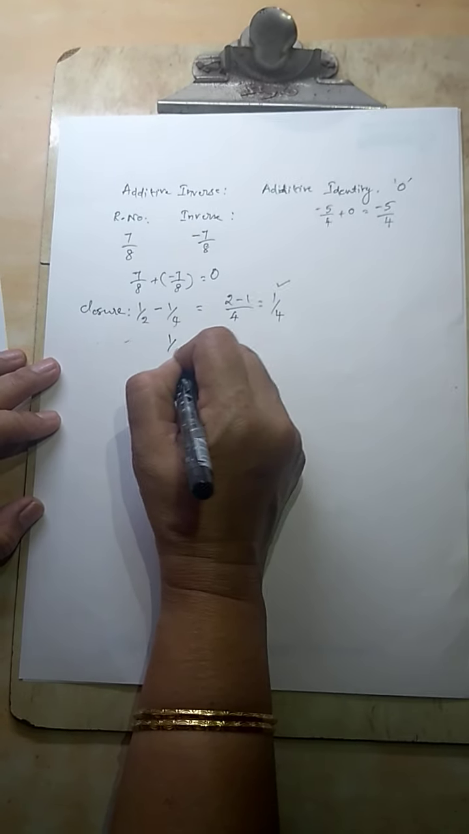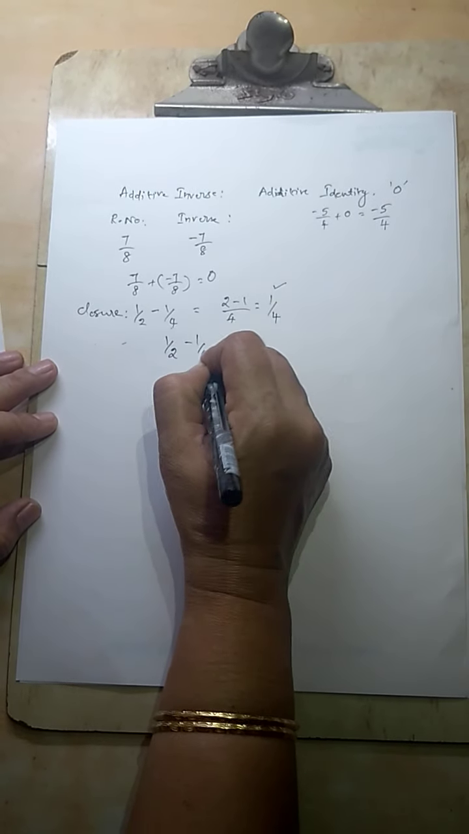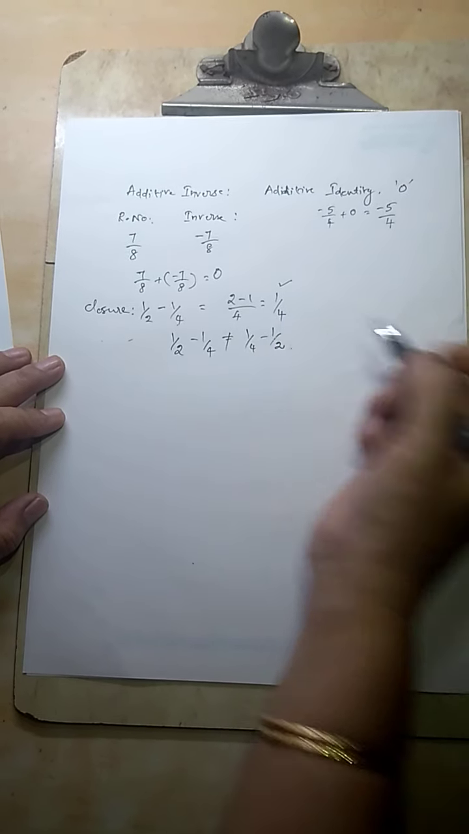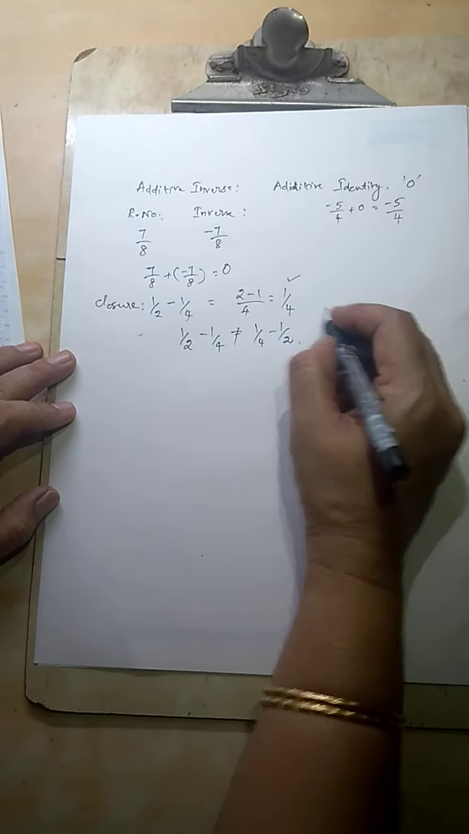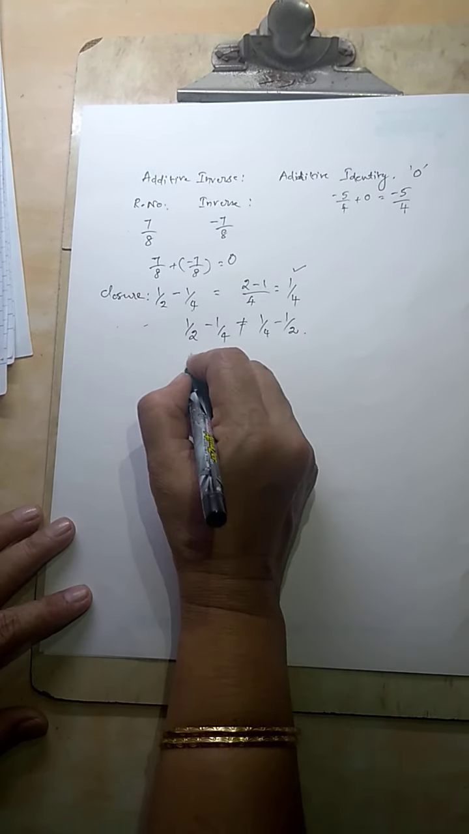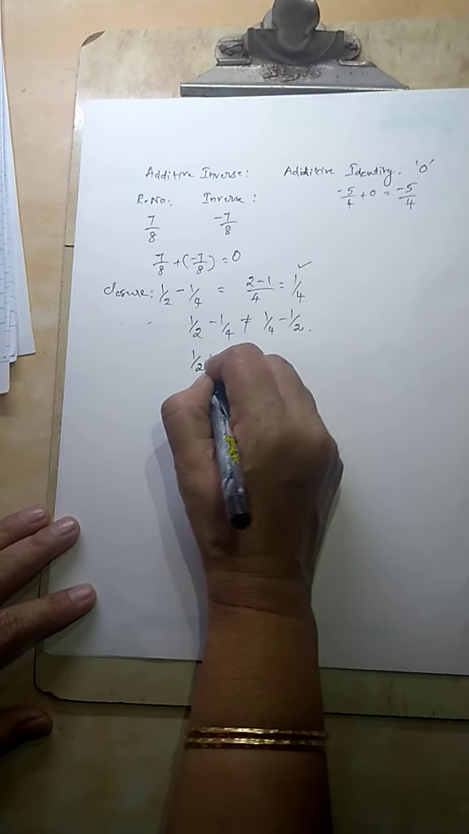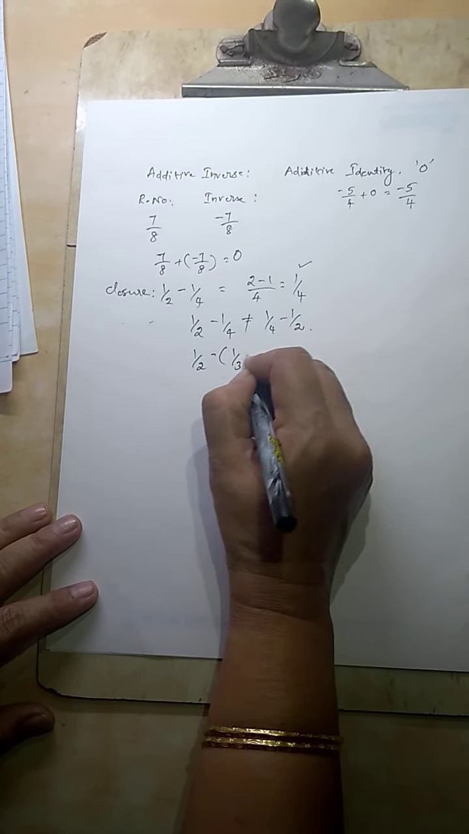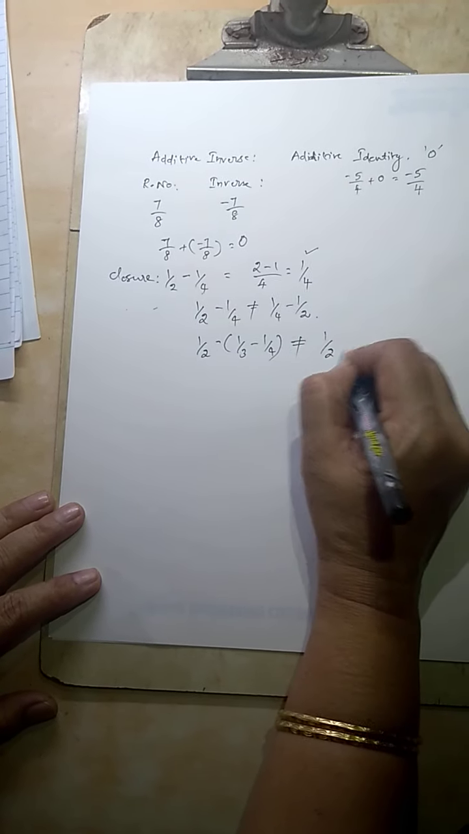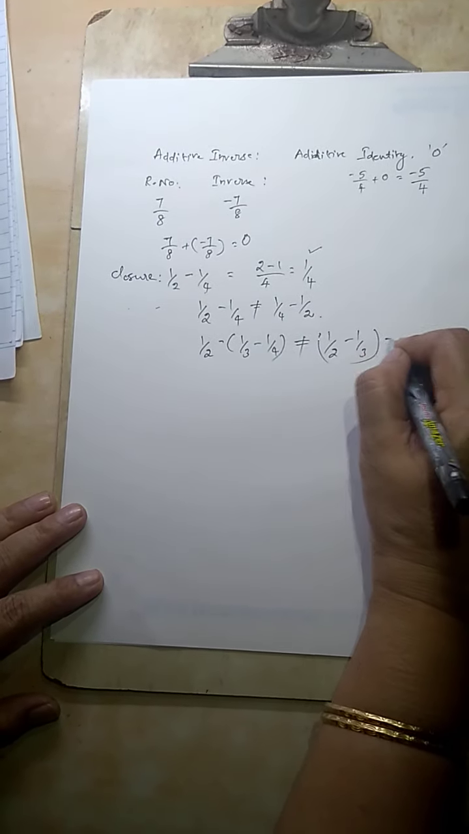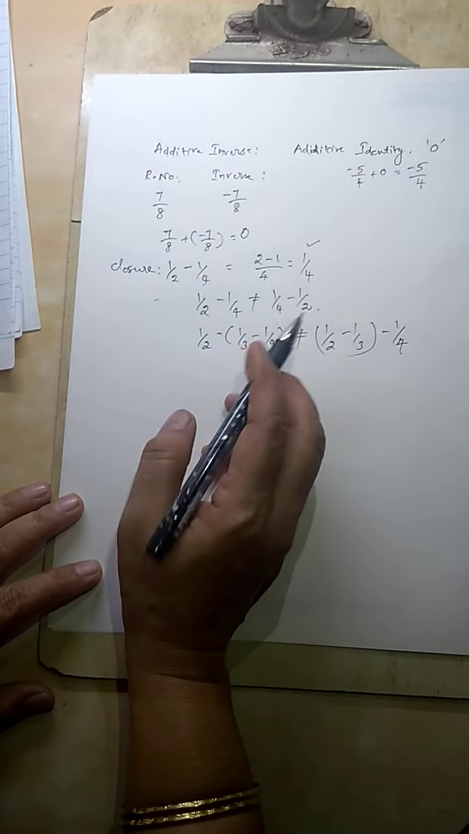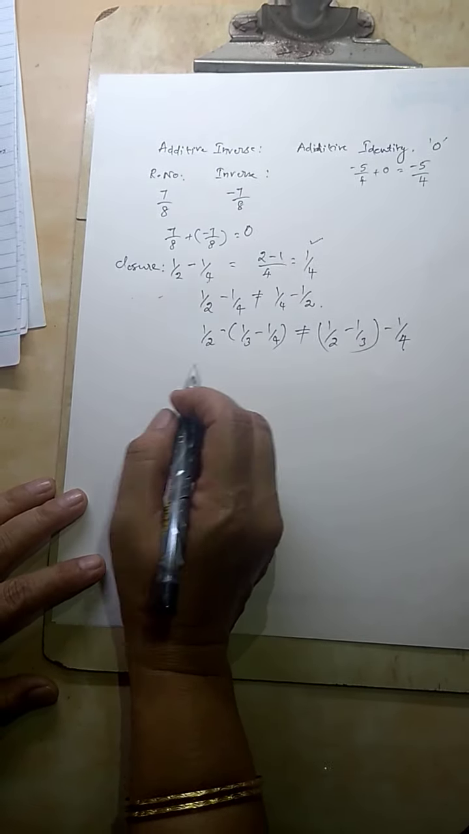Now we go for the commutative property. In the case of the commutative property, 1 by 2 minus 1 by 4 is not equal to 1 by 4 minus 1 by 2. So the commutative property doesn't hold for subtraction. And in the case of the associative property, 1 by 2 minus (1 by 3 minus 1 by 4) will never be equal to (1 by 2 minus 1 by 3) minus 1 by 4. So even the associative property is not true under subtraction.